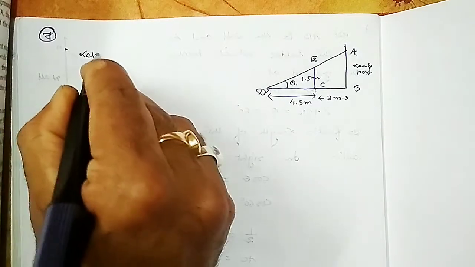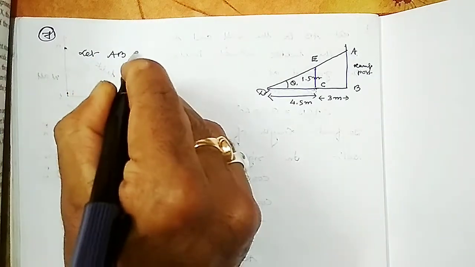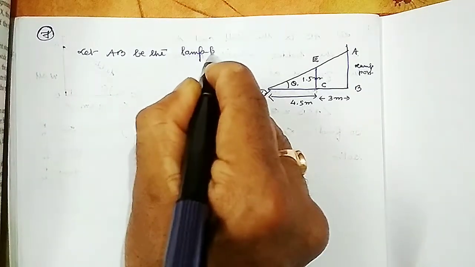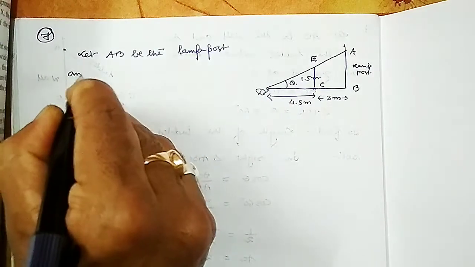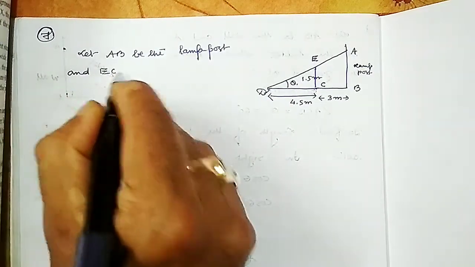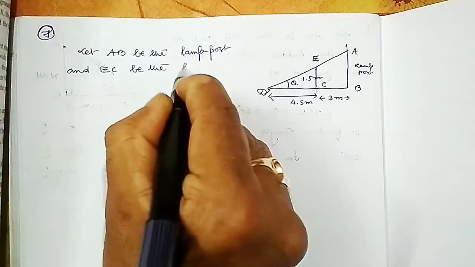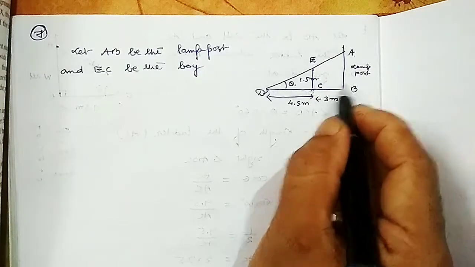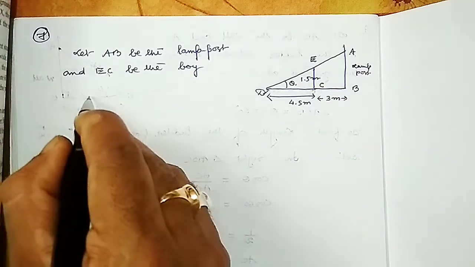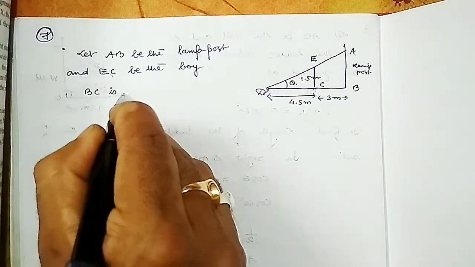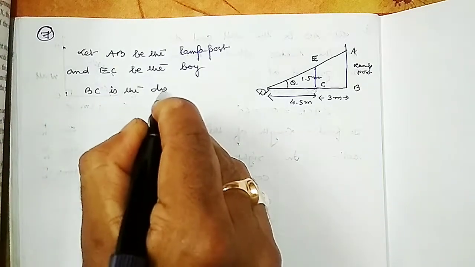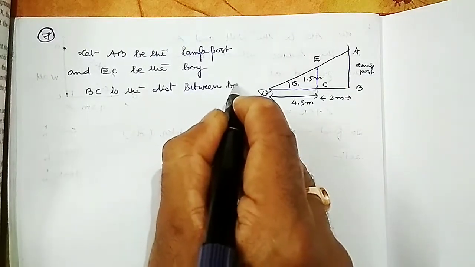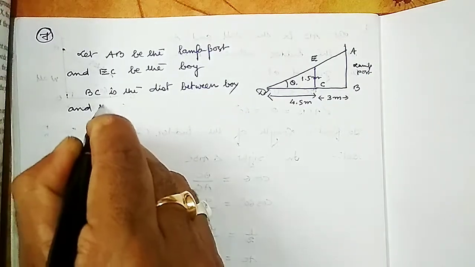Let AB be the lamppost, and EC be the boy. Okay, this is the lamppost and this is the boy. Now distance between lamppost and the boy is 3 meter. Here we can write BC is the distance between boy and the lamppost.